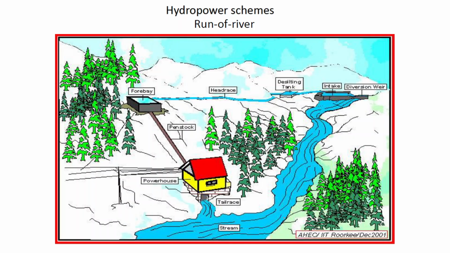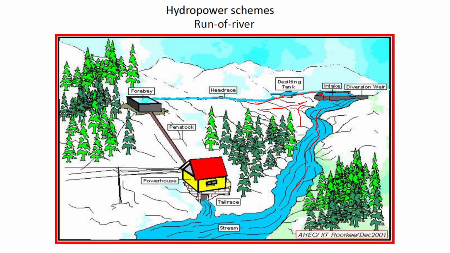Coming on to some different kinds of hydropower schemes, there are basically four kinds. The first one is run of river. So let us talk about what this run of river is. As we can see here, this is the main river flowing. We have diverted this river into a small stream by forming some kind of civil structures here.